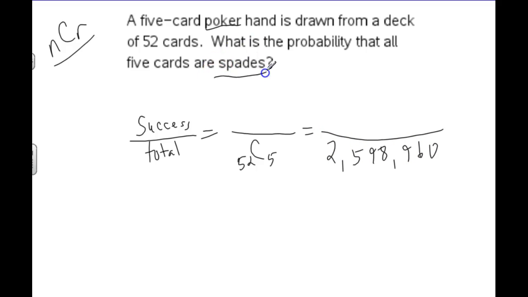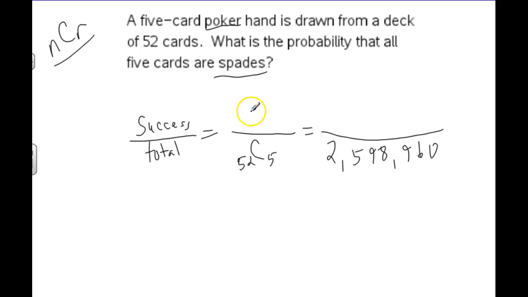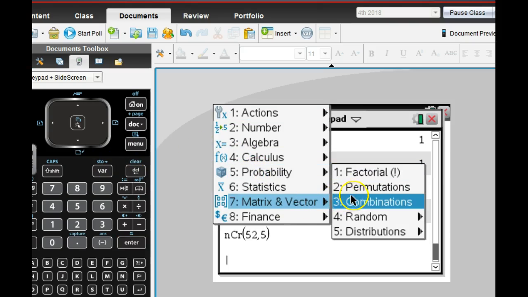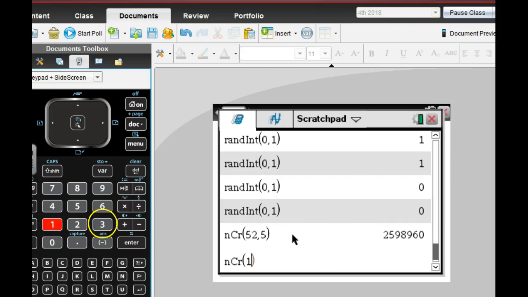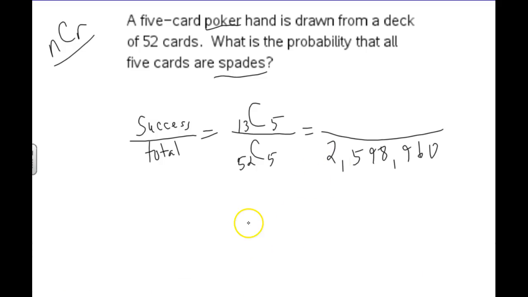But for success, we want to get all spades. Well, look back to spades. There are 13 spade cards, so we need to get all spades. With my NCR, it's going to be 13 winning cards. I don't want just one of those. I want 5 winning cards. I want 5 spades. So then you get your calculator back out and type in menu, probability, combinations, 13, comma, 5. And you get 1287 here. So 1287 is the number. That's the successful outcomes. There's 1287 of them.